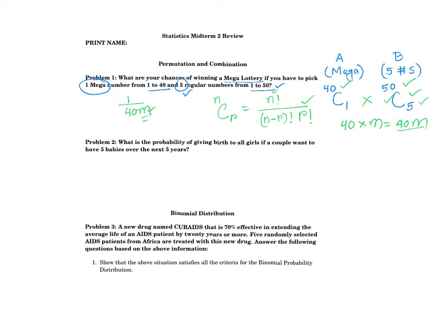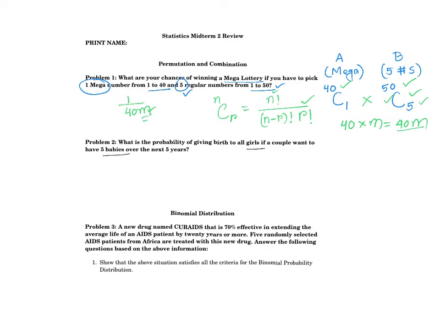Now the next problem is this. What is the probability of giving birth to all girls if a couple wants to have 5 babies over the next 5 years? We are assuming 2 genders possible, male or female, and each year they have only one baby, no twins, no triplets or anything else. In this simple scenario, we want the probability of all 5 girls. So it's kind of simple. How many different ways could that happen?